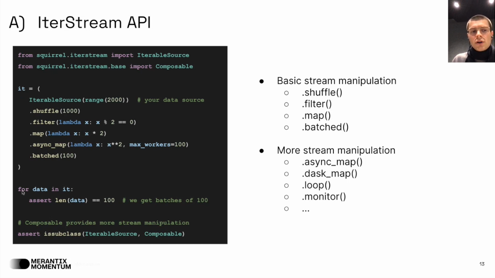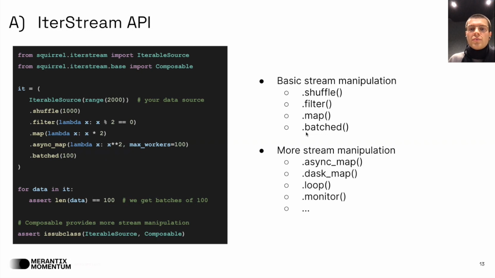And how you would usually iterate over this is with a simple for loop. So this could be your training loop here. And here I'm just checking if the data that comes out is actually of size 100. So this is now a list of size 100 because we batched it into 100 items per batch. And those here on the left are the basic stream manipulations that you can do with Squirrel.